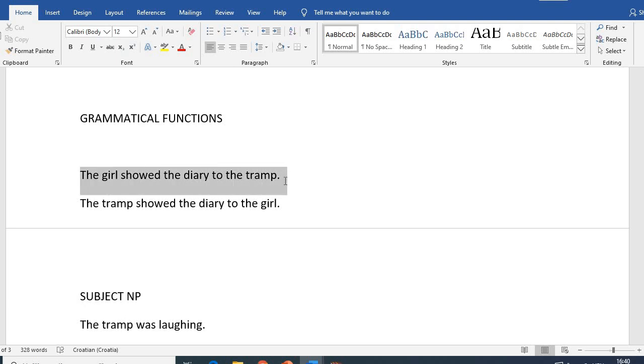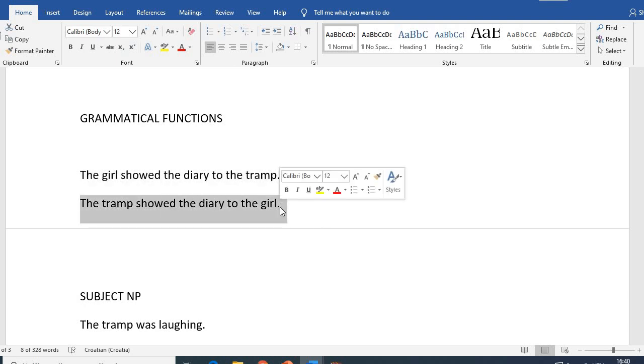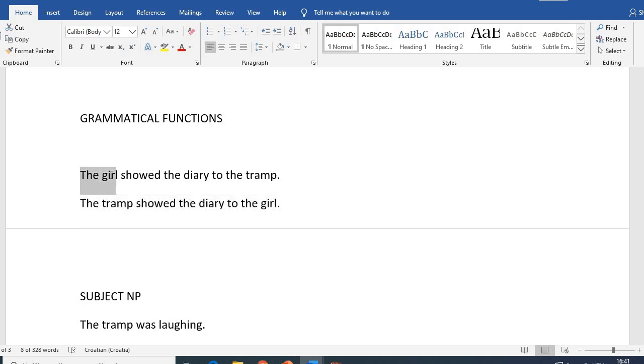Let's take one very simple sentence: The girl showed the diary to the tramp. And if we think about what we mentioned before, you probably remember the term distribution. If you compare these two sentences, you can say they have exactly the same constituents: the girl, the same verb show, and all the other noun phrases. So what's the difference here? It's their distribution in the sentence. Why is this important?